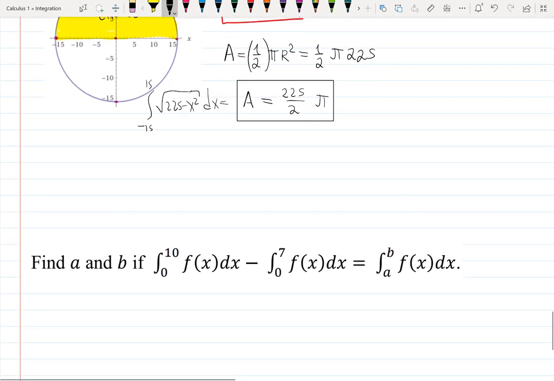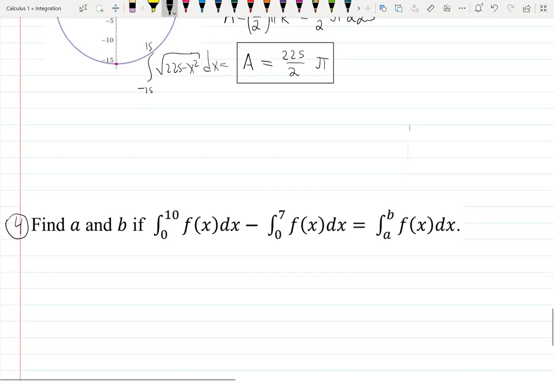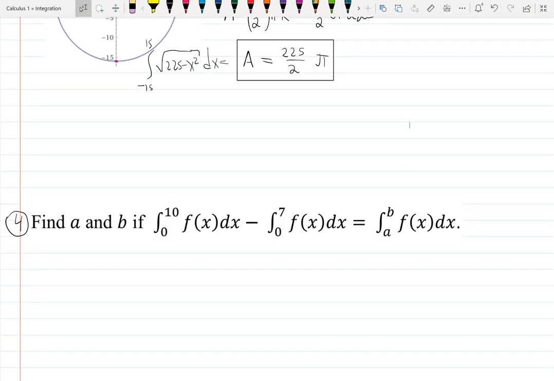Finally, the last example, example 4. This is the example that students get confused about pretty often. Find a and b if something is given, and we're given several integrals and some kind of connection between them. So we have the integral from 0 to 10 of the function f of x minus the integral from 0 to 7 of the function f of x. And that gives me the integral from a to b of the same function.